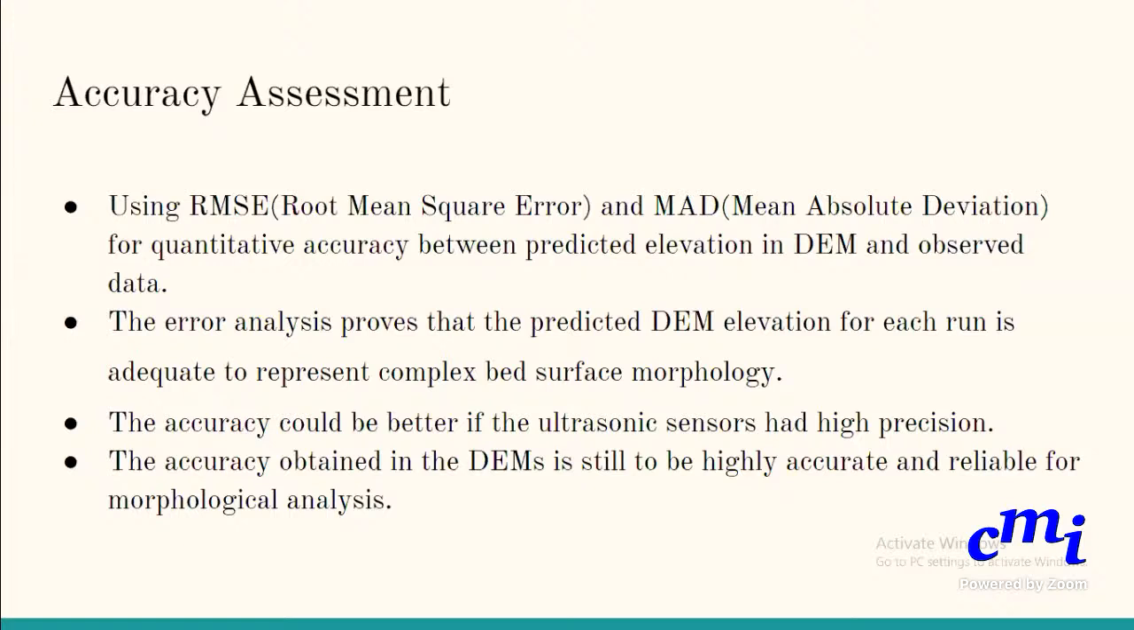whatever we get from the sensors or gauges, we take them as our original data. So if they have high precision, then we get more original data and the accuracy would be better. But still the accuracy of what we get in this process is always better, and reliable for morphological analysis. Okay, next.